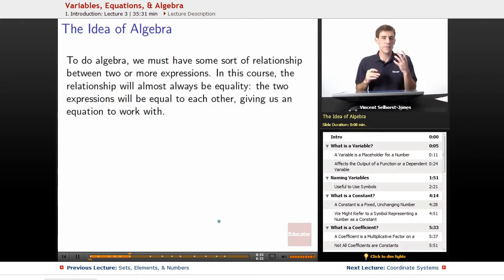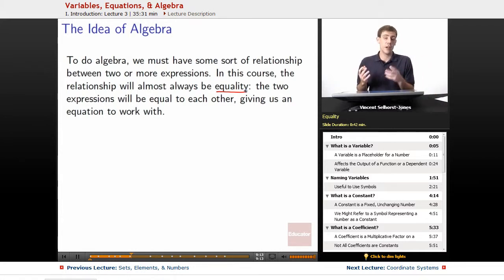To be able to do algebra, we need to have some sort of relationship between two or more expressions. In this course, our relationship is almost always going to wind up being equality. It's going to be based on having an equal sign between two expressions. The two expressions will be equal to each other, and that gives us an equation to work with, which allows us to do algebra.